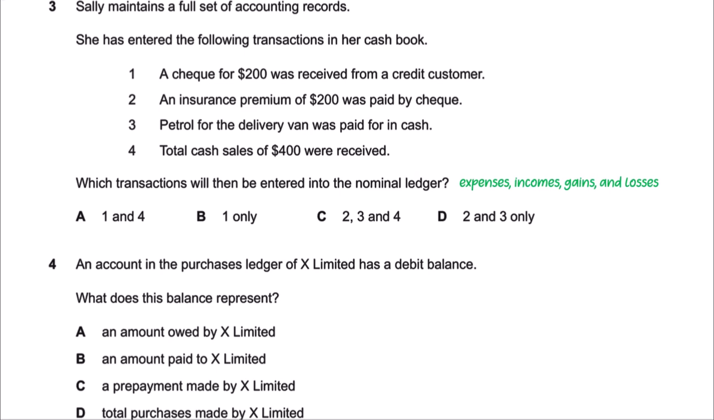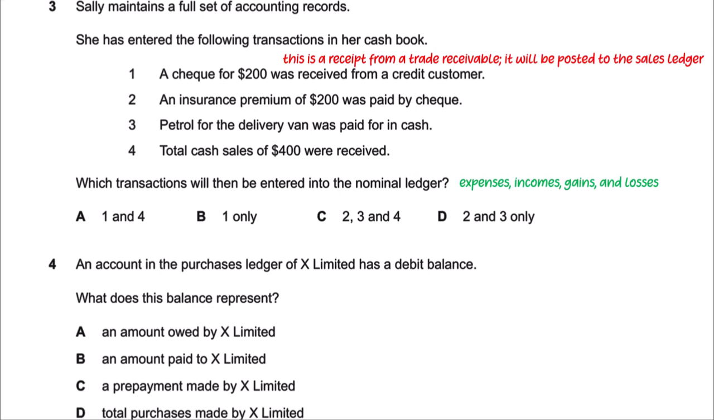Transaction number 1 is written, a check for $200 was received from a credit customer. A check received from a customer is not an income. Therefore, it is not posted to the nominal ledger. Instead, it is posted to the sales ledger in the relevant customer's personal accounts.